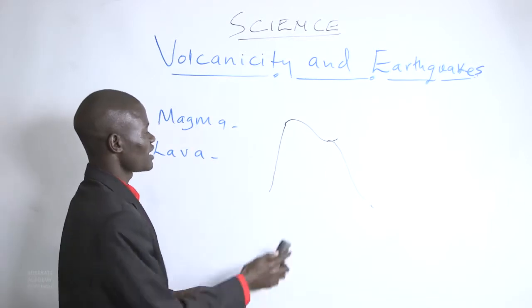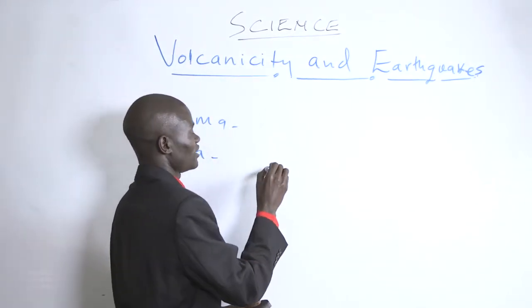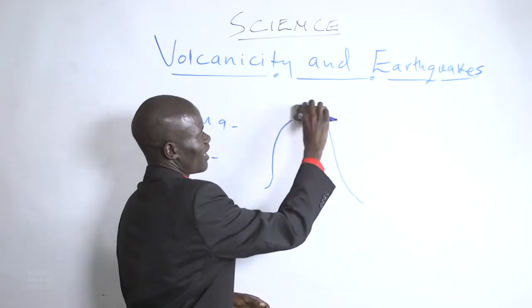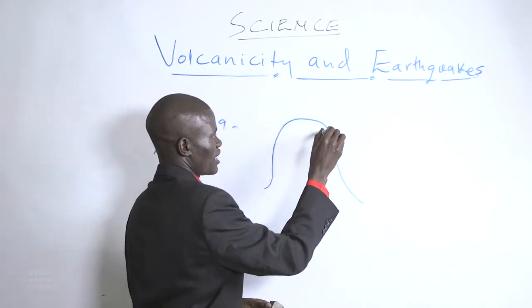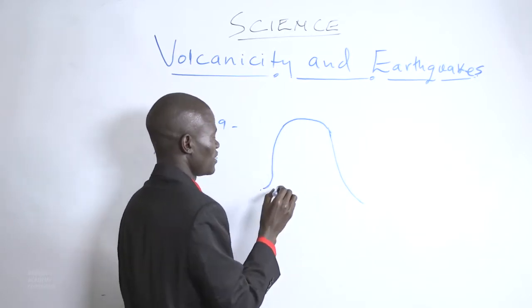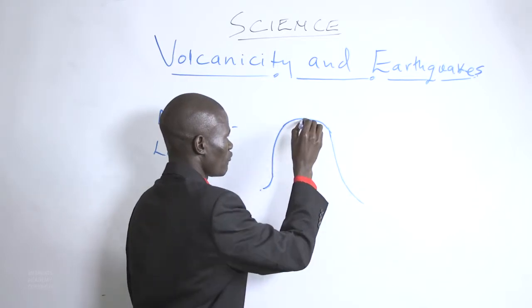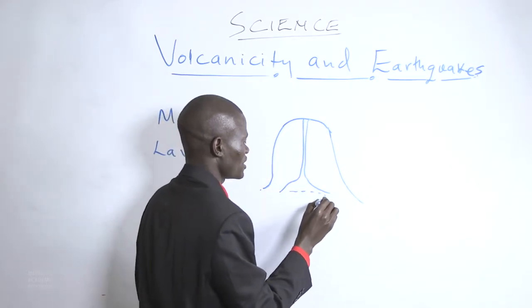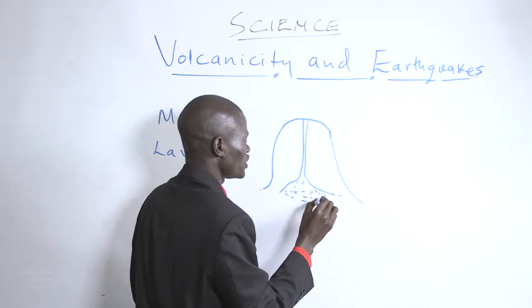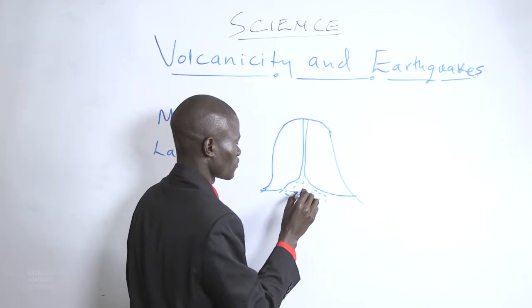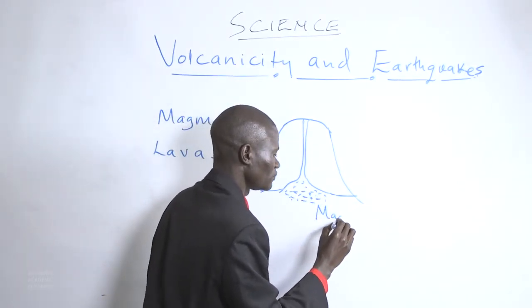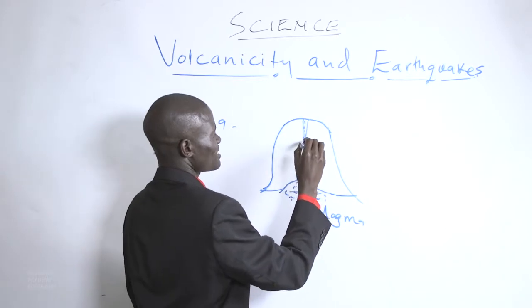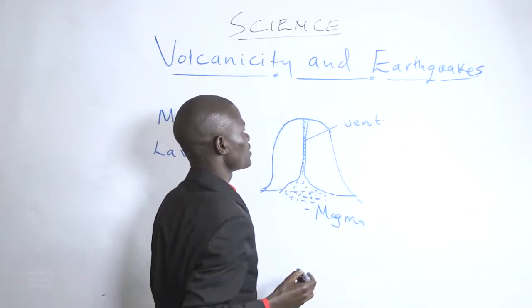For example, let us illustrate this using this diagram here. Volcanic activity takes place in various places of the earth, where there is a build up of magma. Through the fissures we have the magma chamber around here. This is referred to as the magma chamber, and the magma is passing through a small pipe that is known as the vent.